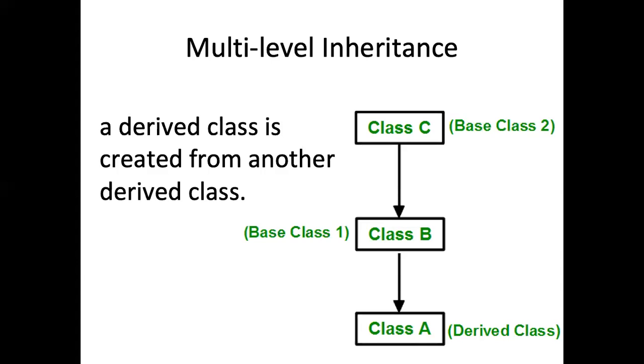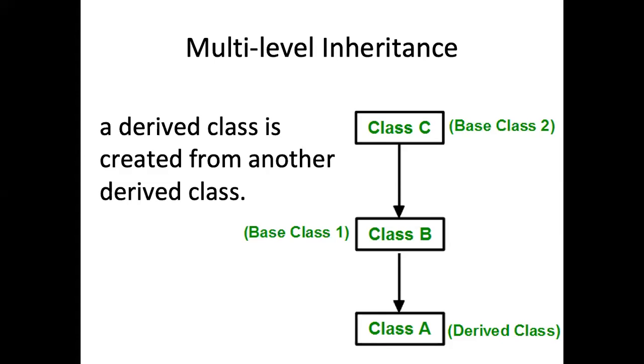So you have a base class, and then that base class actually has a derived class, and then the derived class has a further derived class. So you have base class 1, base class 2, and then the derived class. So class A inherits from B and B inherits from C. This type of architecture, this type of inheritance, is what you call multi-level inheritance.